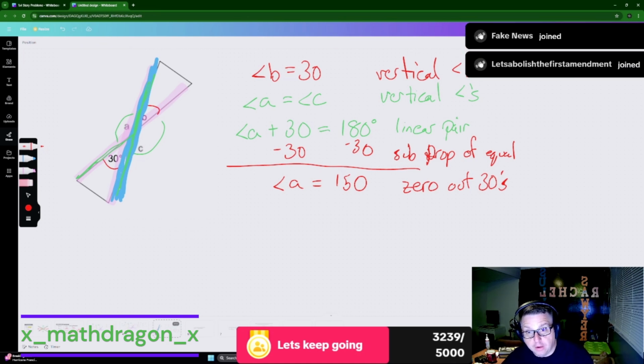Well, come back up here. I know angle A also equals angle C. So instead of A, what can I put? Oh, I could say 150 equals angle C. And you're like, wait a minute. Look, angle A equals angle C. Angle A also equals 150.